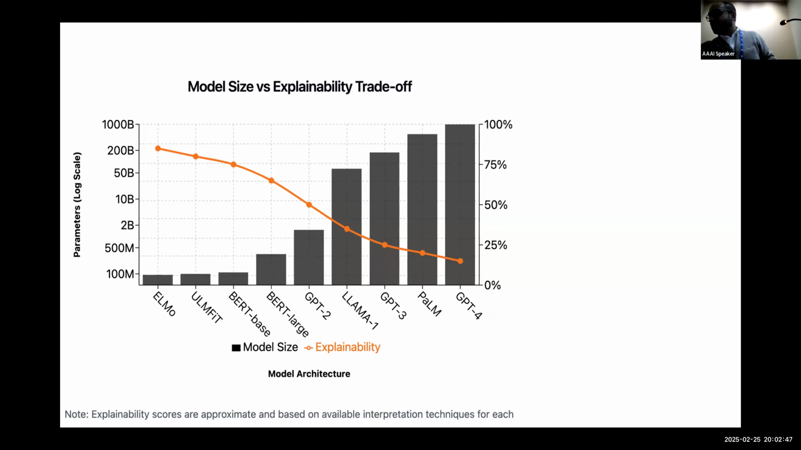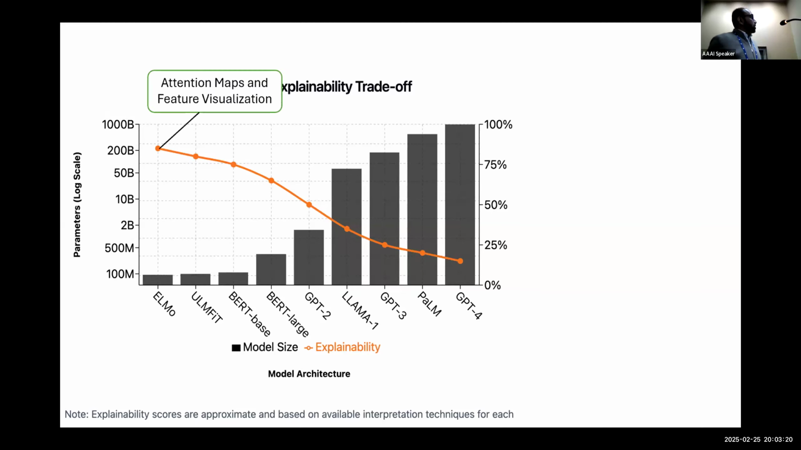Anyways, this is not working. Okay, so there's a trade-off between model size and how explainability goes in these large language models. So we start with, we all know about the very simple models like ELMo and ULMFiT and BERT-based and GPT-2, right? And essentially over time, when things progress, the explainability components in these models have slowly depleted as we extend the number of parameter sizes.